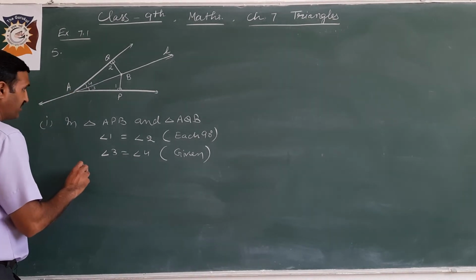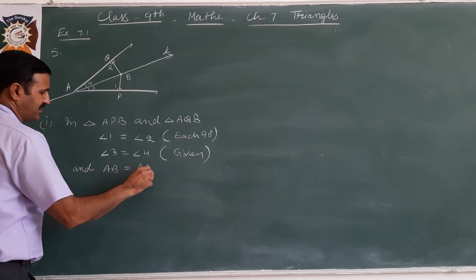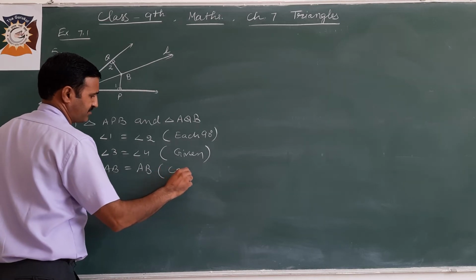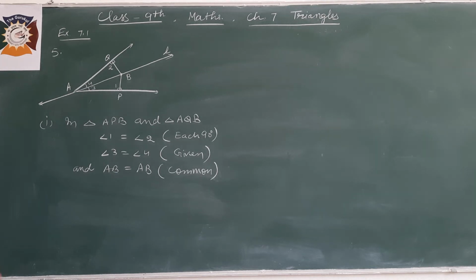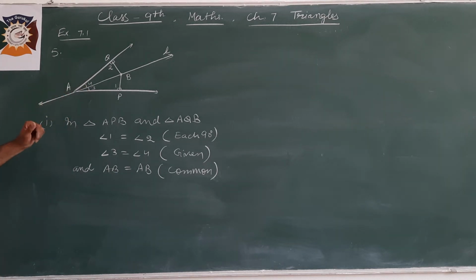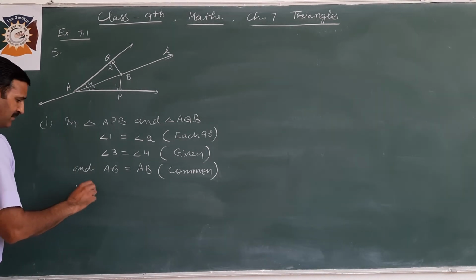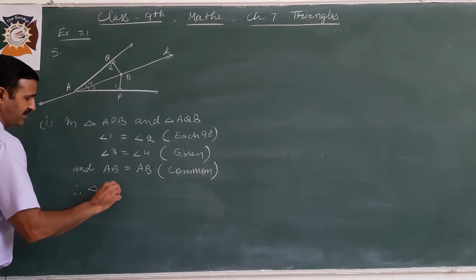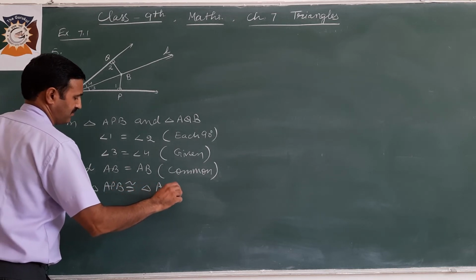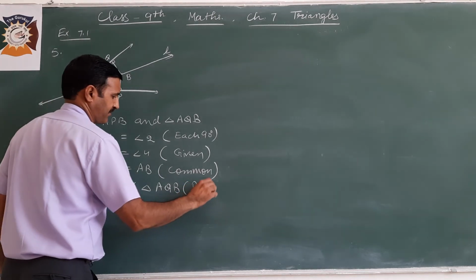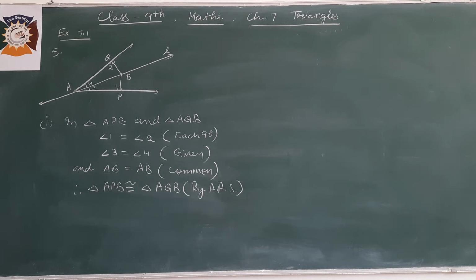And what about AB? AB is common in both the triangles. Therefore, we can say these two triangles are congruent by angle side angle congruency. Triangle APB is congruent to triangle AQB by angle side angle congruency. This is the first part.